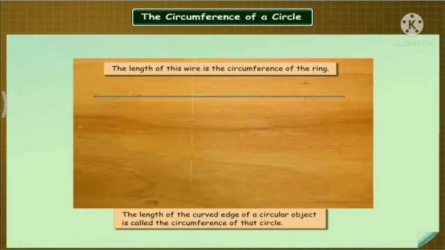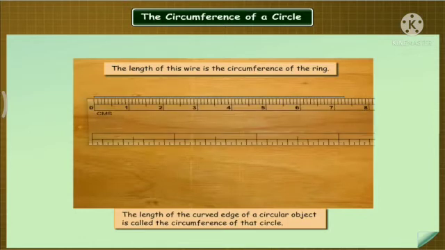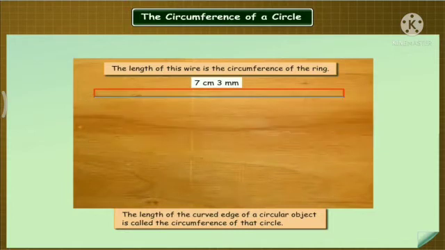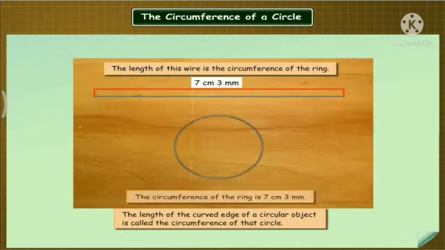Now let's measure the length of this thread, that is 7 centimeter 3 millimeter. It means, what is the circumference of the ring? The circumference of the ring is 7 centimeter and 3 millimeter.